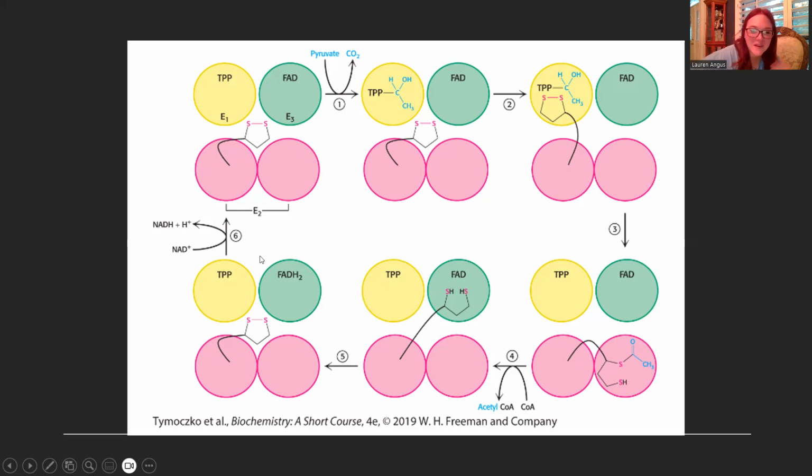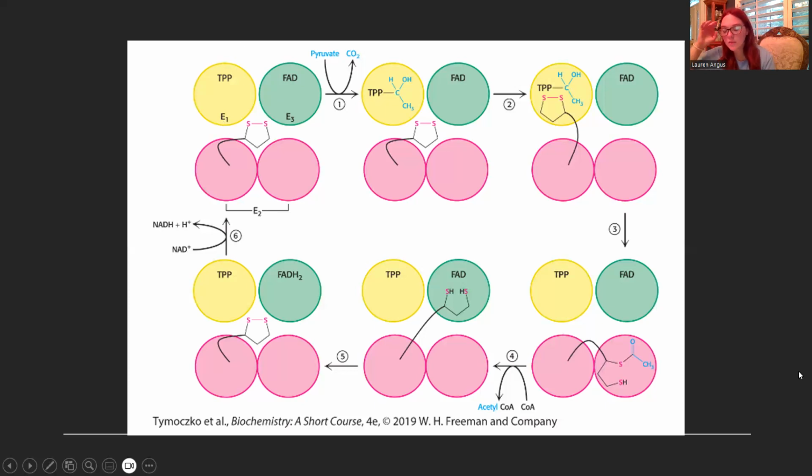Going over here, that's what step 5 is. Now that arm is returned to normal. And then step 6, in order to reset all of our electrons and protons, that gets transferred to the NAD+, yielding the NADH and hydrogen ion. And now the complex is reset, ready for another pyruvate to bind.